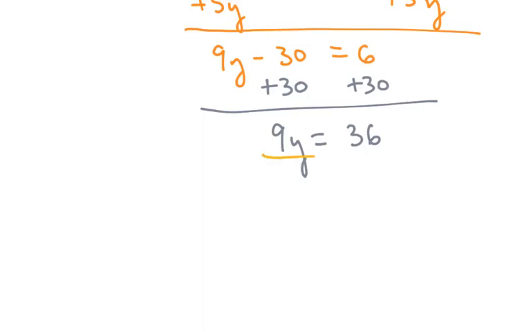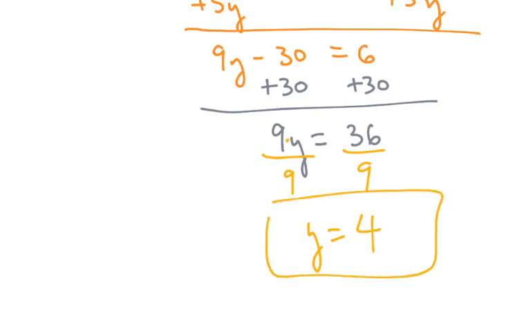To finish this off, again, this means I'm multiplying, so I'm going to divide. Whenever you see a number and a letter next to each other, that means that you are multiplying. And there we have it. Y is 4. Okay, let's move on.